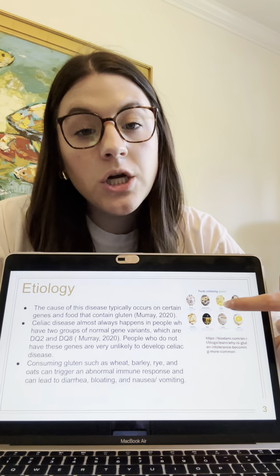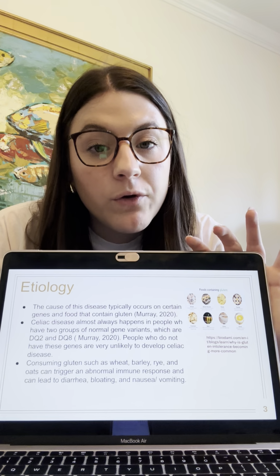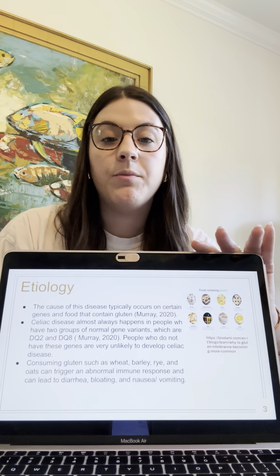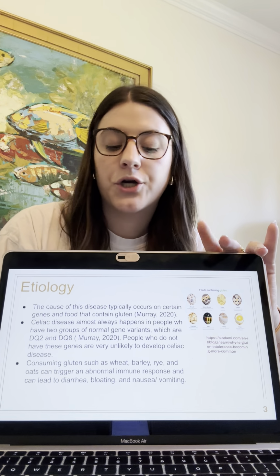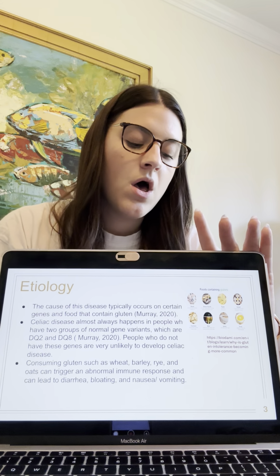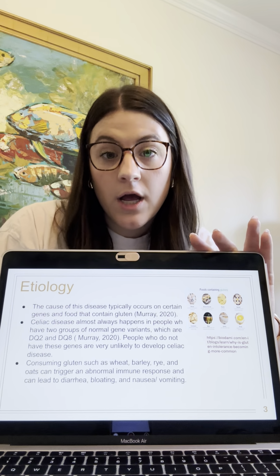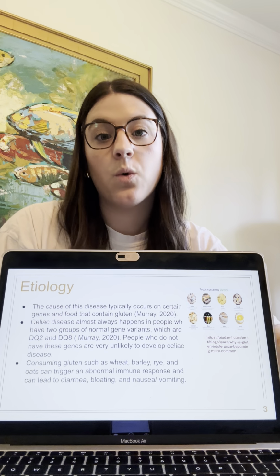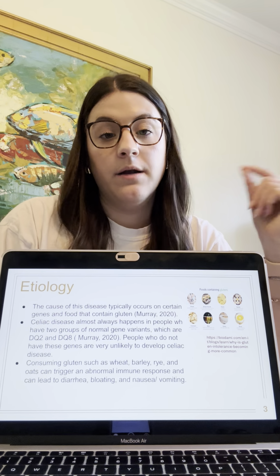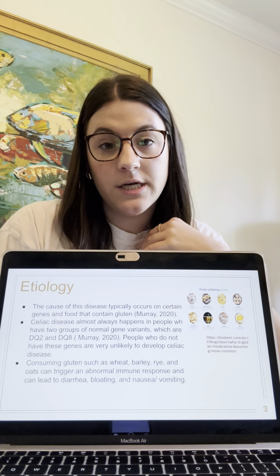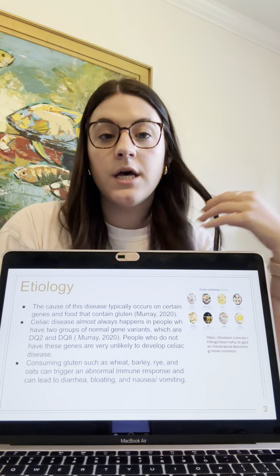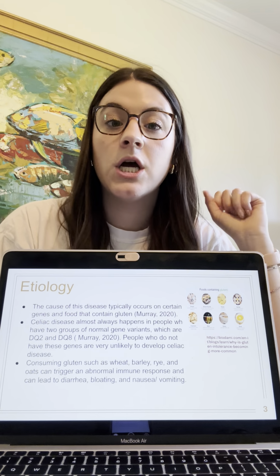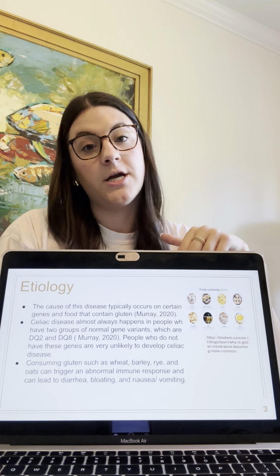In this picture, it shows some food that contains gluten, and that would be bread, pasta, crackers, cereal, beer, and also some medications as well. So patients with celiac disease need to be very cautious of what medications they're ingesting, and to make sure that none of their medications have gluten in them.